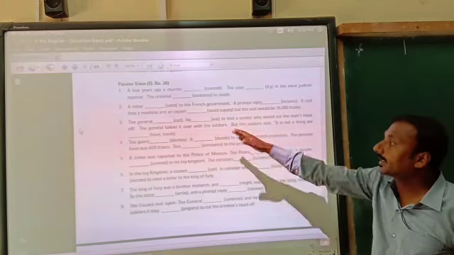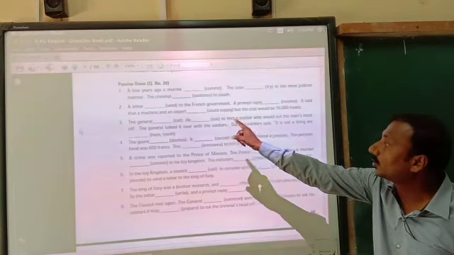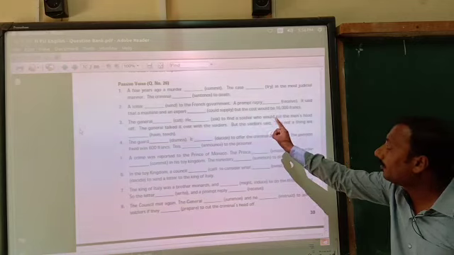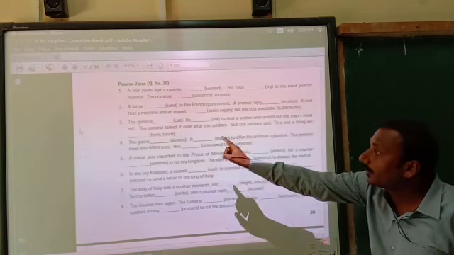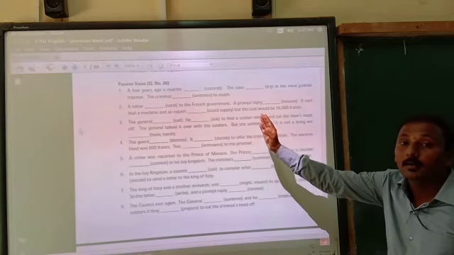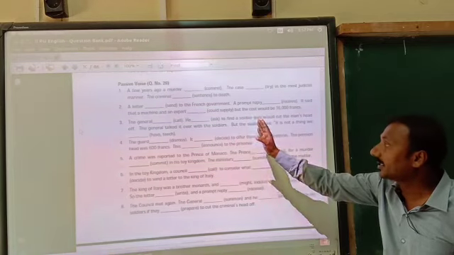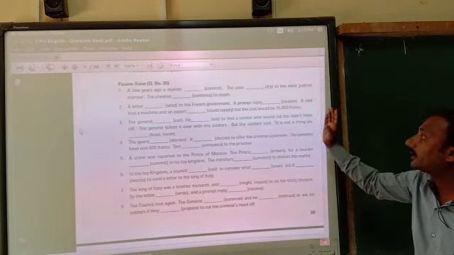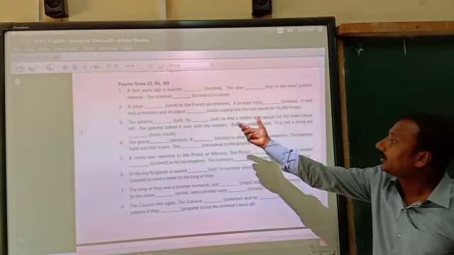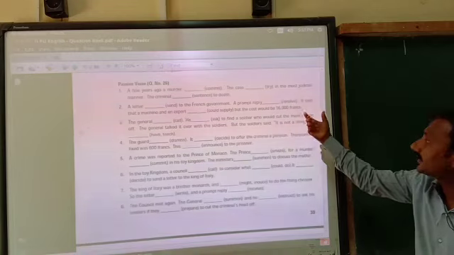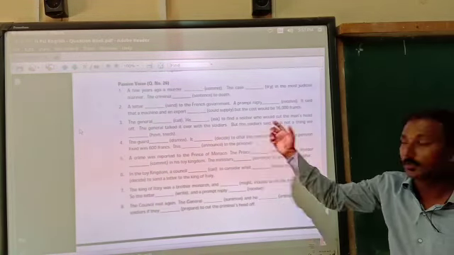Then second example: a letter was sent to the French government. A prompt reply was received. It said that the machine and expert, and they give a verb could, so we just add could be supplied, but the cost would be 16,000 francs. So the answers are was sent, was received, and could be supplied. So this is the example.